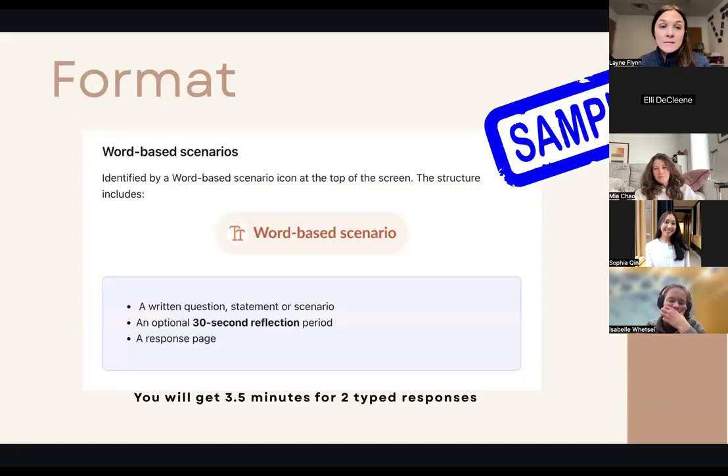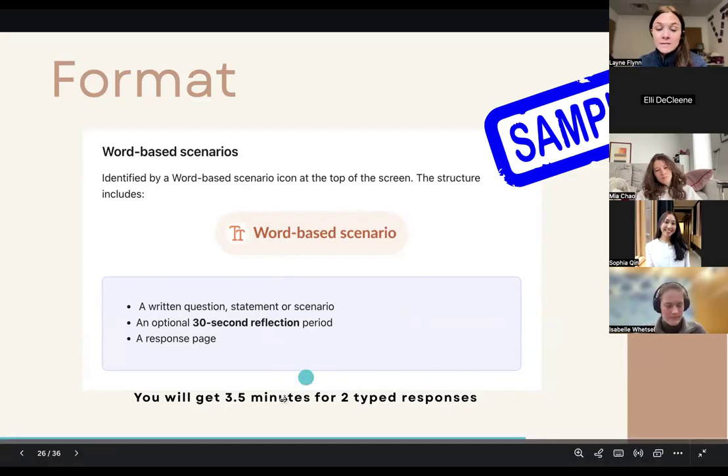Okay, so you have video responses and then you have word-based. Word-based just means you're reading: you're reading a scenario and then you're responding. You'll get the same 30-second reflection, and then you get 3.5 minutes for 2 typed responses. So let's look at what a sample might look like.